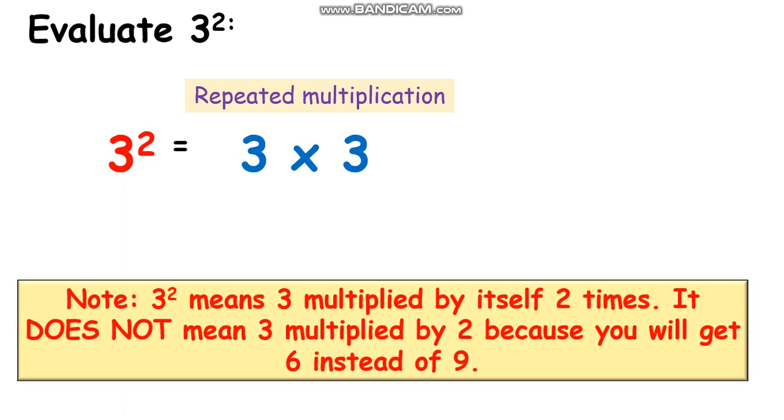Now note I said multiplying by itself, so 3 squared is not 3 times 2, but instead it means 3 multiplied by itself 2 times. So 3 squared is equal to 3 times 3, which is equal to 9, and not 6.